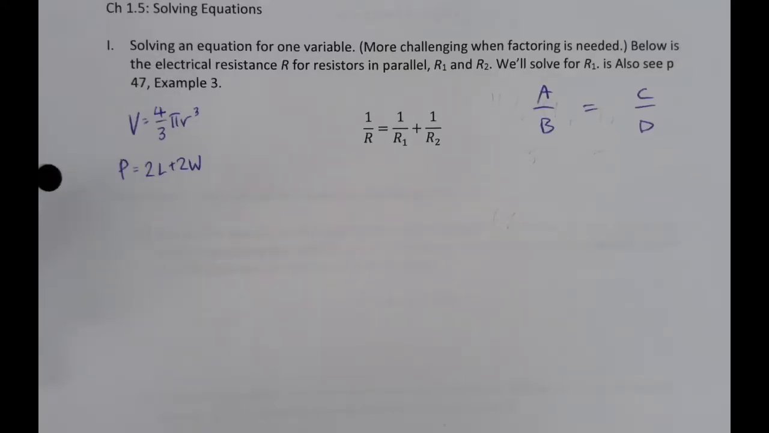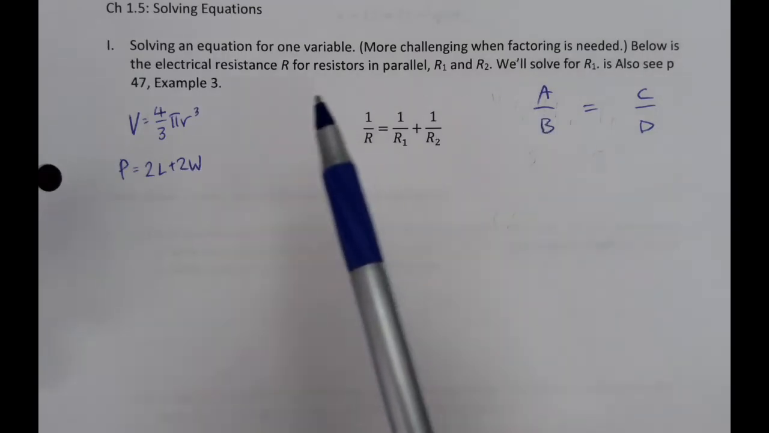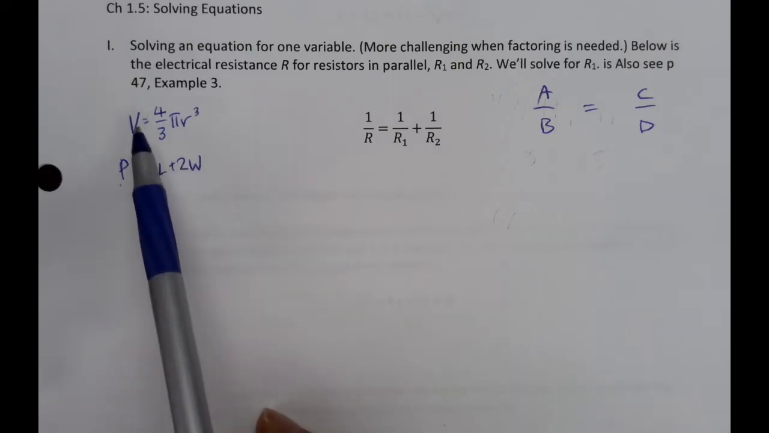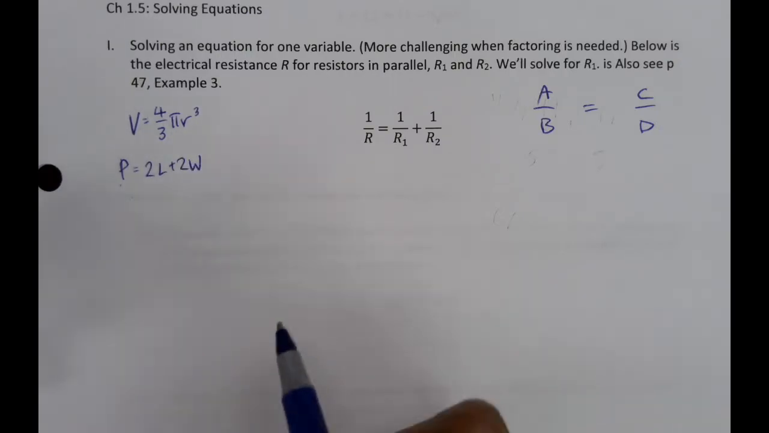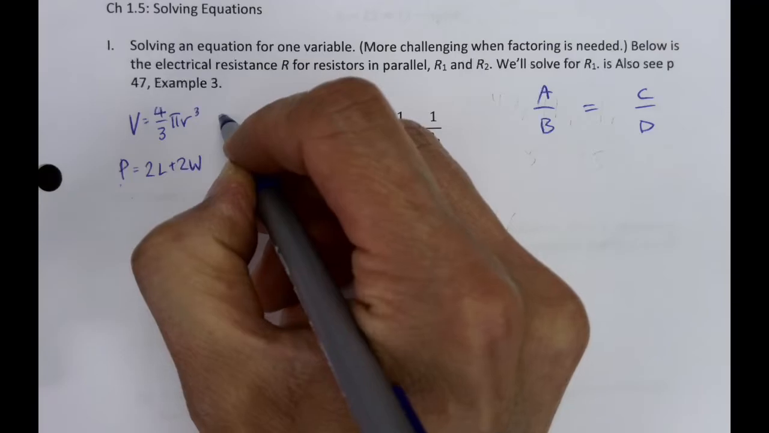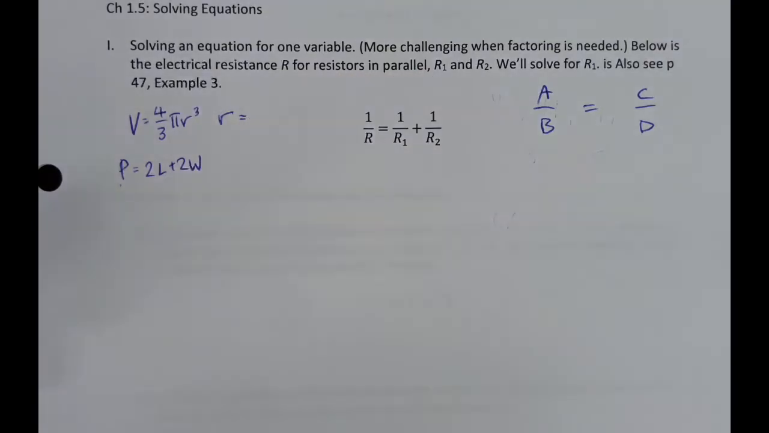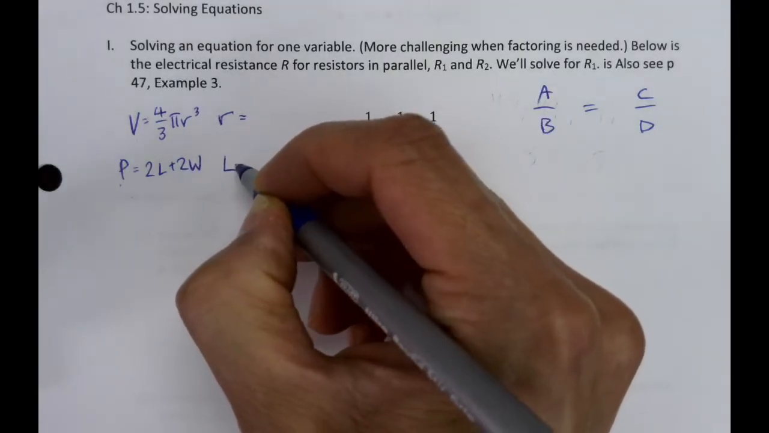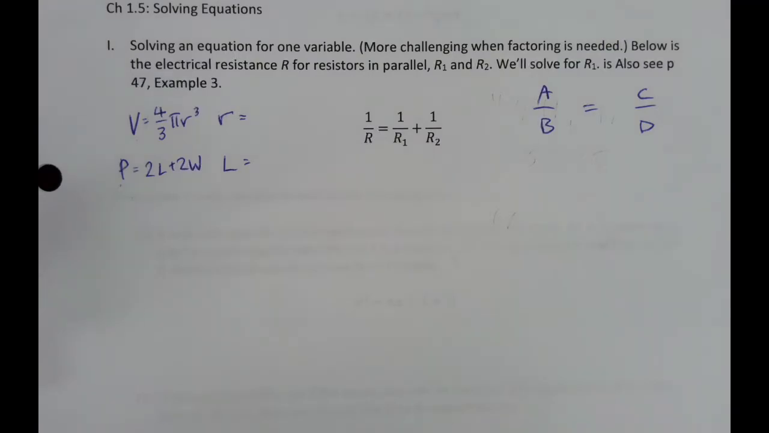Welcome to chapter 1.5. The first thing that we're going to tackle here is solving a formula for one variable. More commonly, if you recognize, here's perimeter of a rectangle or volume of a sphere. We might have situations where we need to figure out, well, if we have a certain volume, what does our radius need to be? Or if we have a perimeter and a width, what does our length need to be, right?